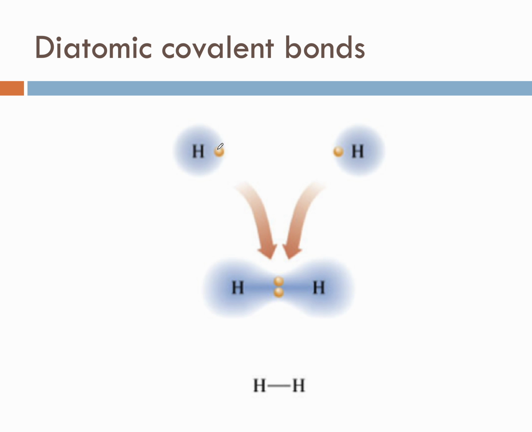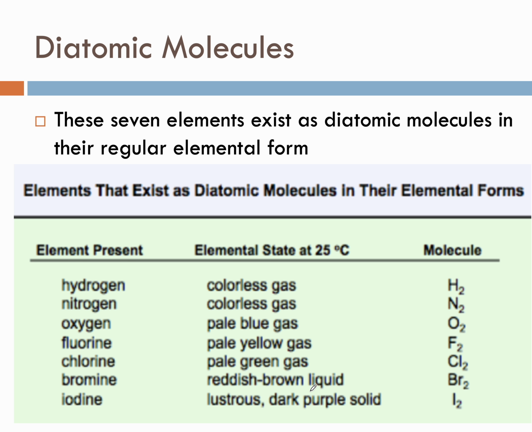Here's what happens. Each hydrogen comes with 1 valence electron. They share, and so each hydrogen now has 2, which is a full stable shell for hydrogen. And it looks like this, just hydrogen single bonded to hydrogen. But there are others, and these are the ones we need to memorize. There is hydrogen, nitrogen, oxygen, fluorine, chlorine, bromine, and iodine.